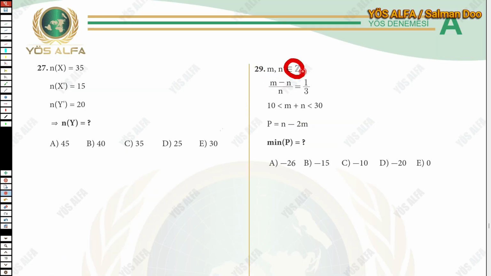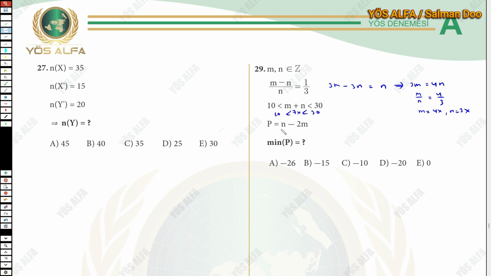m and n are integers, and this is given. Let's simplify this: 3m minus 3n is equal to n. From here we have 3m is equal to 4n, so the ratio of m and n is 4 over 3. From here we have m is equal to 4x and n is equal to 3x. Let's substitute these values into this expression. So we have 4x plus 3x, which is 7x, between 10 and 30.